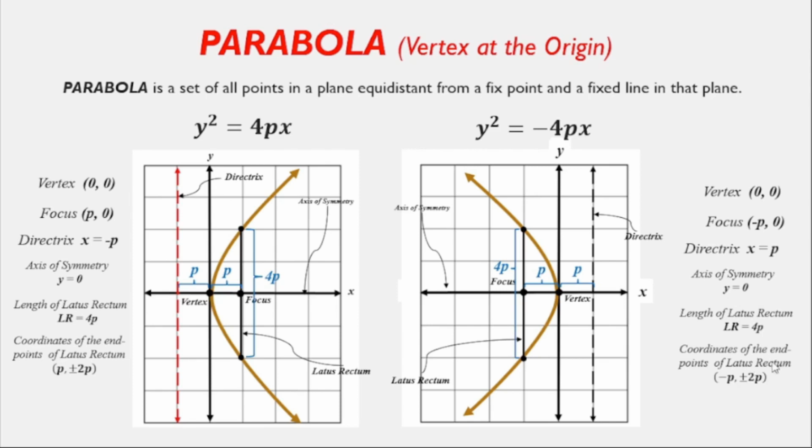And the coordinates of the ends of the latus rectum are negative p, plus or minus 2p. Look at the focus. The focus is negative p and 0. To identify the coordinates of the ends of the latus rectum, we use the coordinate negative p and 0, and instead of 0, replace it by plus or minus 2p. So the coordinates of the ends of our latus rectum are negative p and plus or minus 2p.